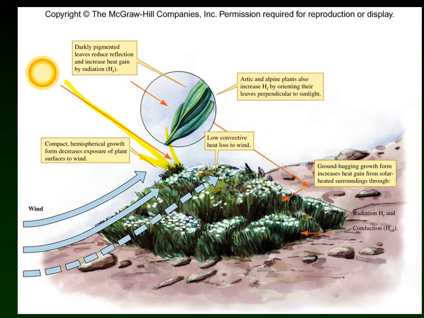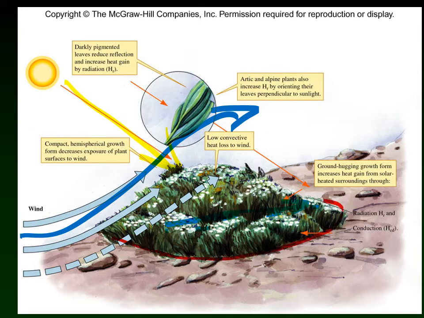They make this cushion shape so that when the wind does blow, it blows over them. It's not going to blow through them, so you're not going to be losing heat from that. And then if the soil around them heats up with the sun, it's nice and close to the ground, so it can heat up based on the heat around it, so that it can increase the heat gain.